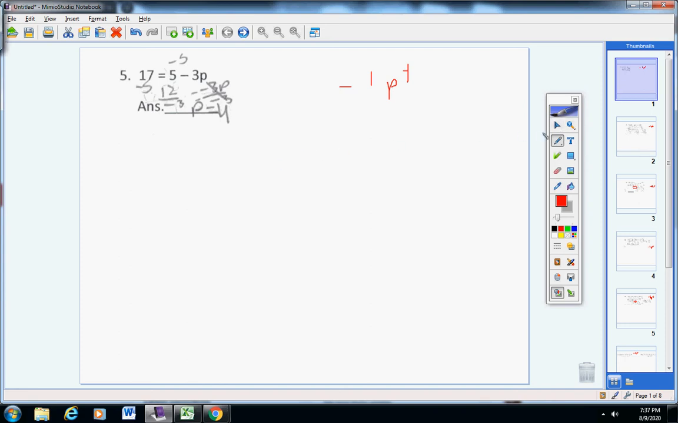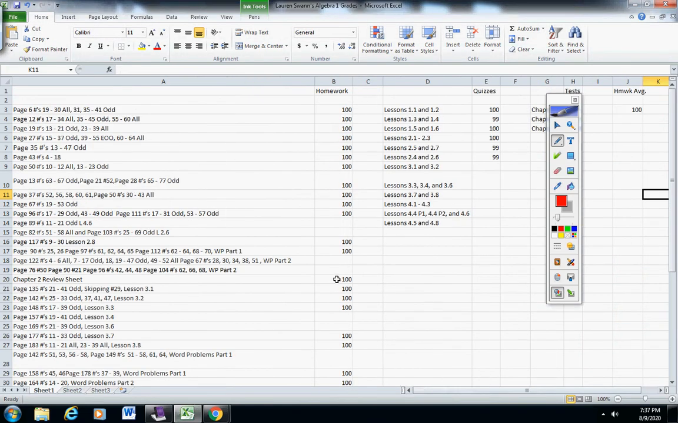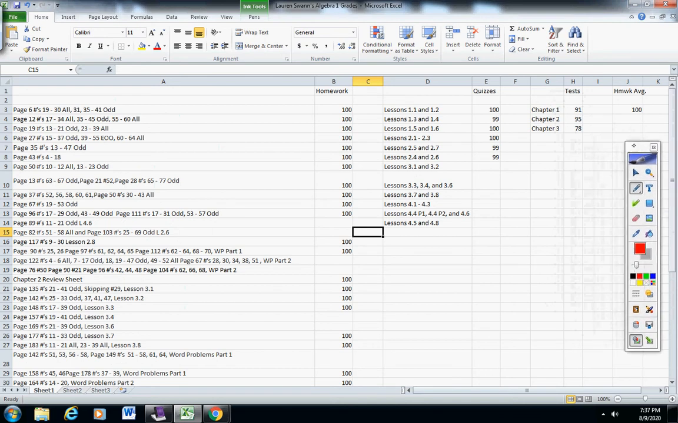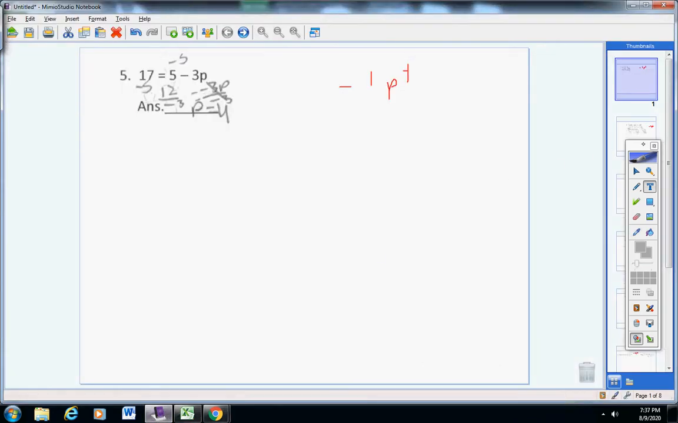Lauren, listen, let's quickly go over your test. Now, you've got some pretty good test scores. If you look at this spreadsheet here, here's all of your homework grades, right? Here's your quiz grades. Of course, you know you're missing some quiz grades. Here's your test scores, 91, 95. You did make a 78 on this last test, but your test average is still an 88, so you're fine. But let me show you why.